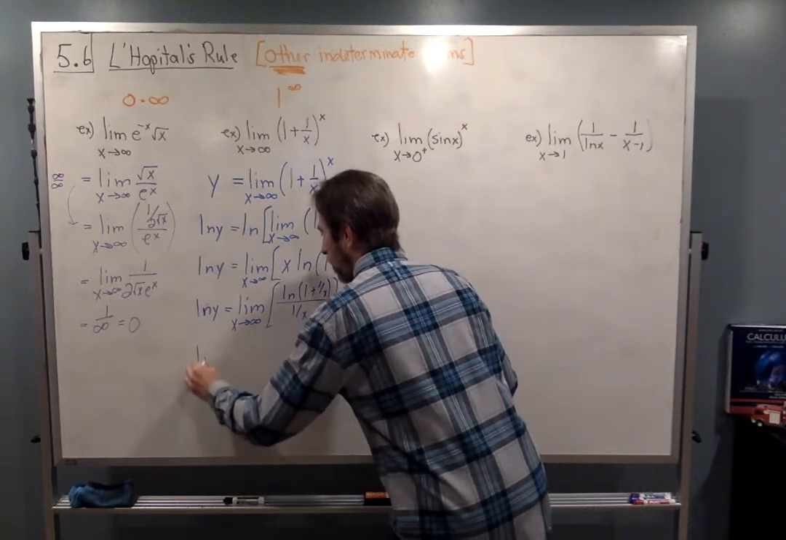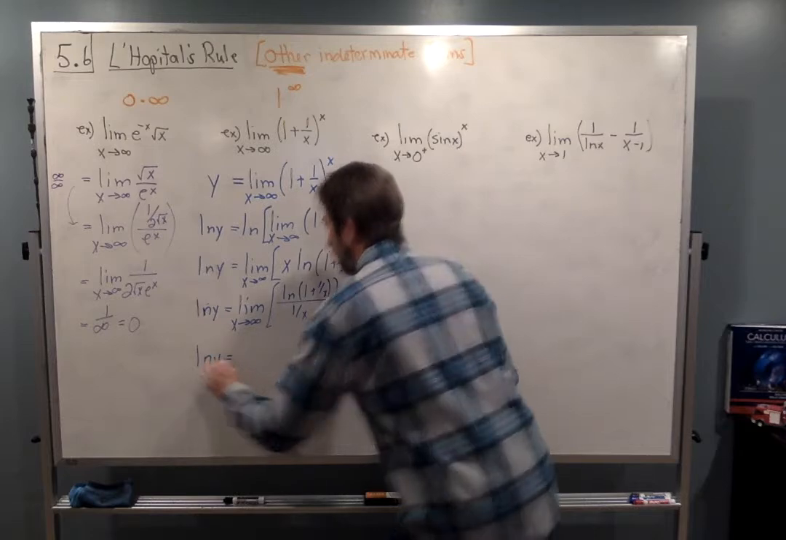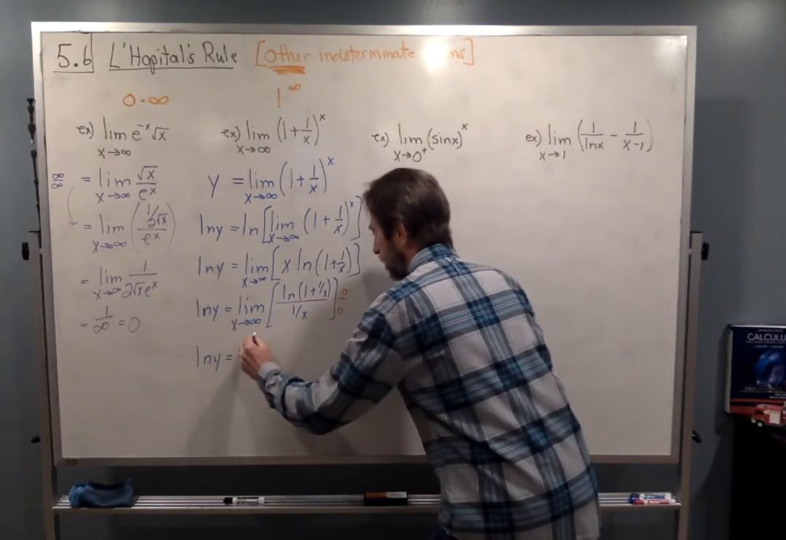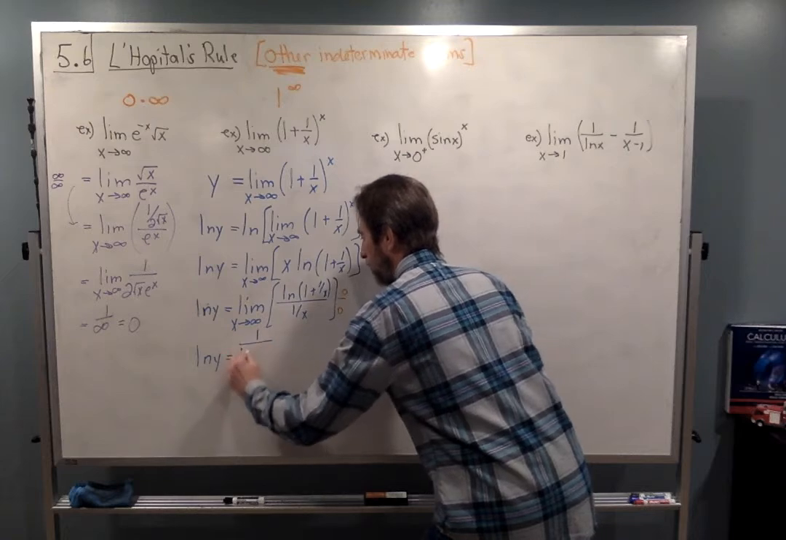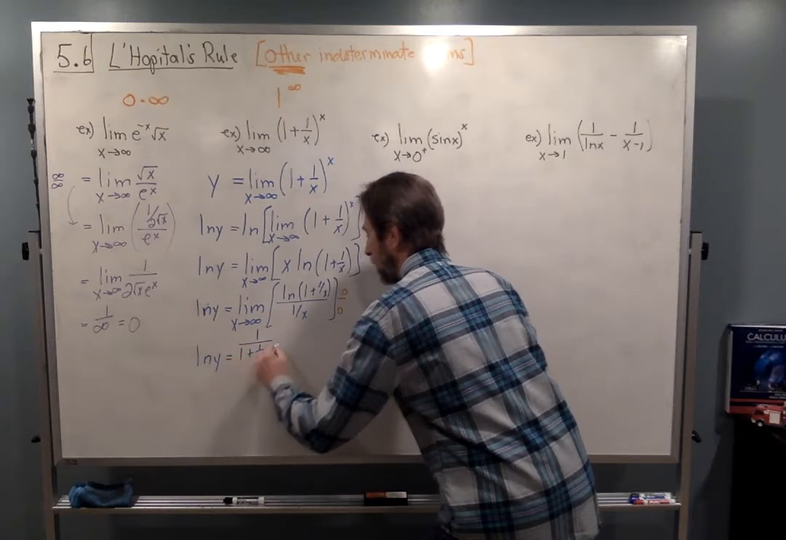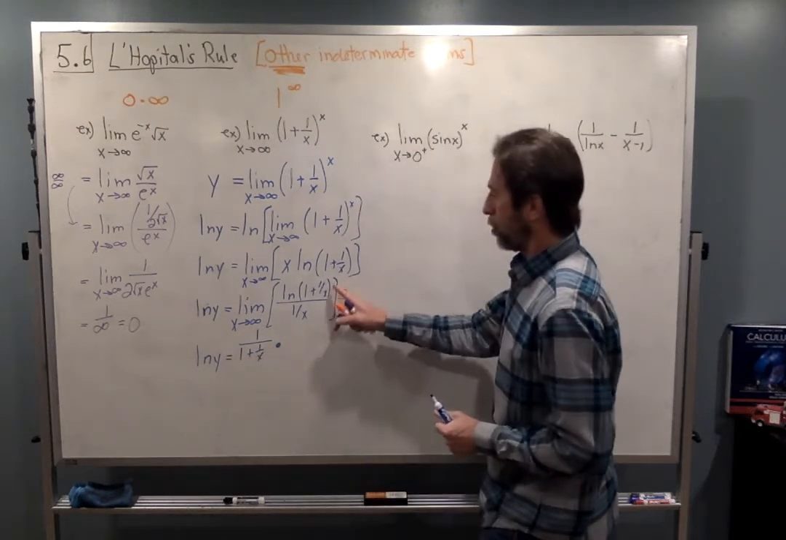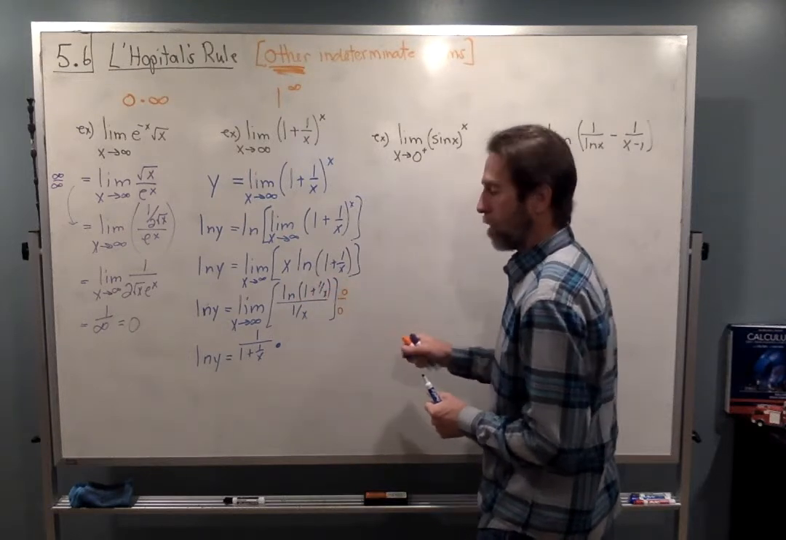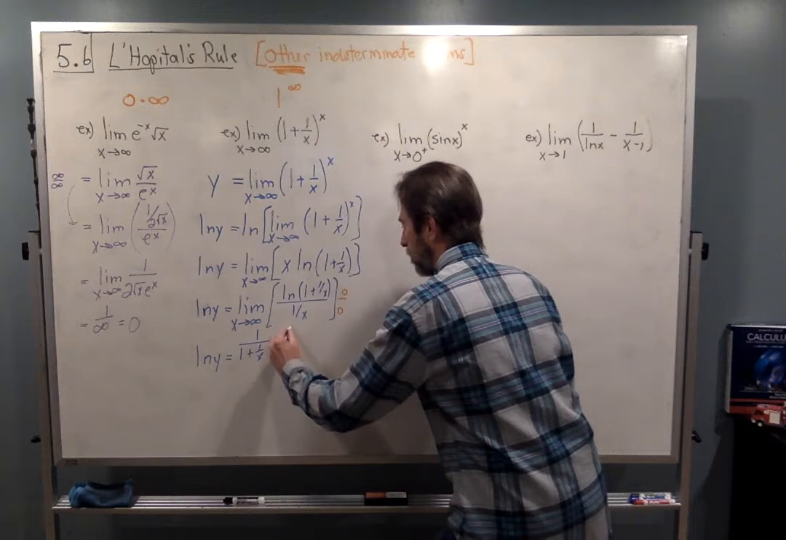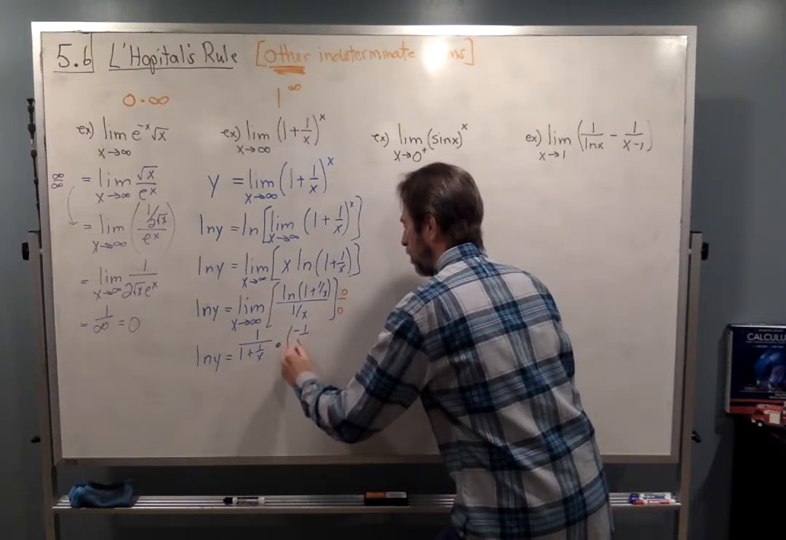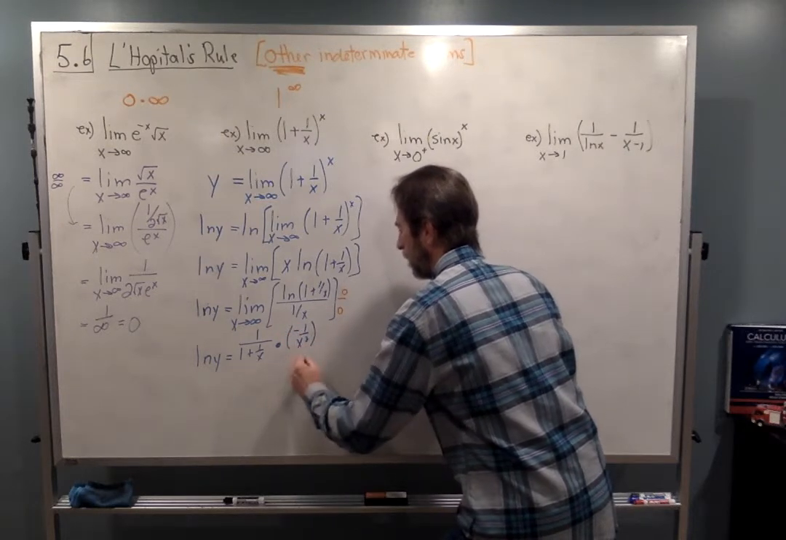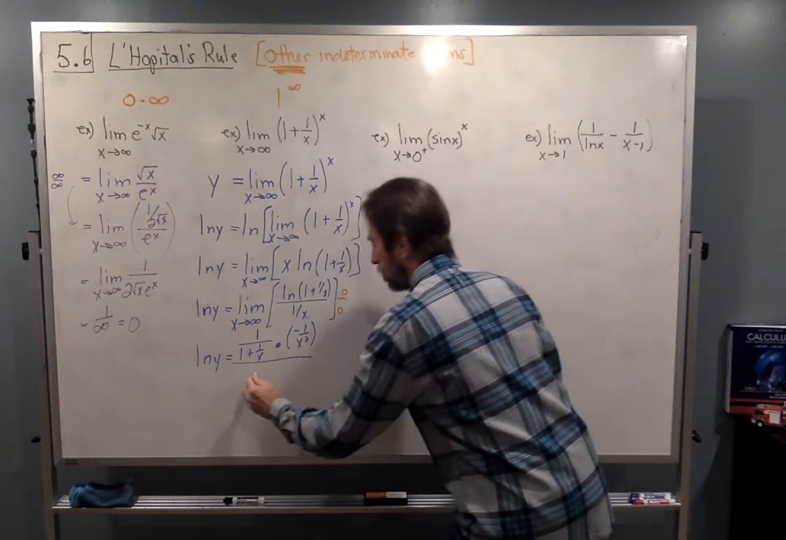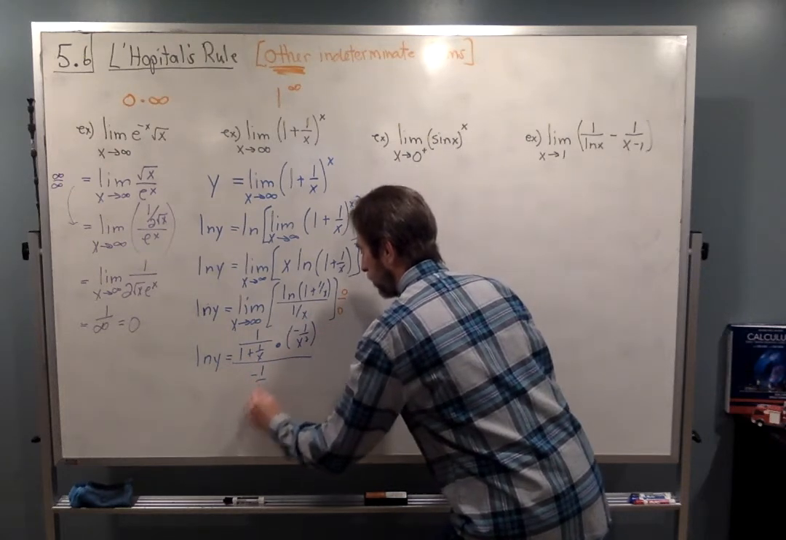So I end up with the log of y. The derivative of the top is 1 over all of that. It's going to look complicated. Times the derivative of what's inside. And the derivative of 1 over x is going to be negative 1 over x squared, divided by the derivative of the bottom, which is also negative 1 over x squared.